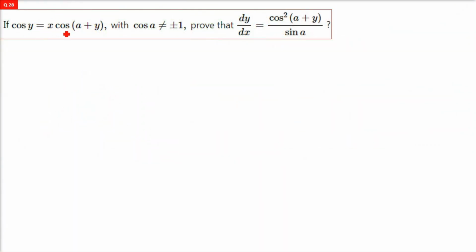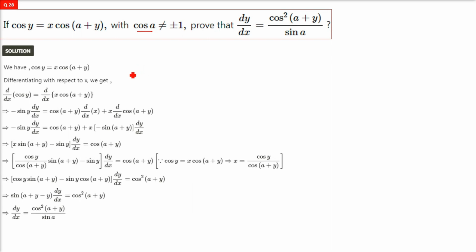Now if we have cos y equals x cos(a + y), where cos a is not equal to plus or minus 1, we have to prove that dy/dx is equal to cos²(a + y) by sin a. So we have seen a question like this where we don't have any x on the right hand side, so this x has to be substituted from the question being given. From this equation, if you compute, x will be cos y, bringing cos(a + y) to the denominator. So this is going to be your x. And at some step we are going to substitute it.